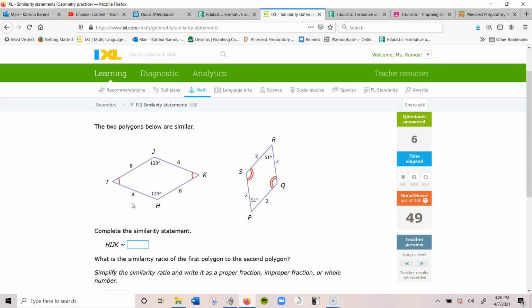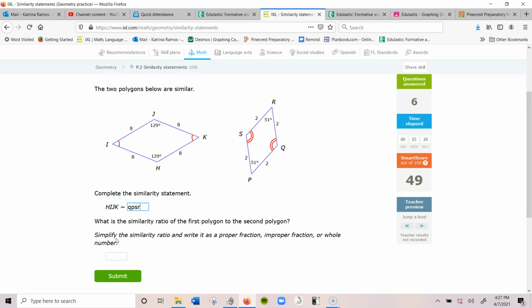Let's try this last one here. We have HIJK. So starting with the 129 degrees and then working our way around. Either S or Q are 129 degrees, so we can start with whichever one. Let's say I start with Q. Then it would be QPSR. But then here it also tells us what is the similarity ratio. And that's where we take the corresponding sides and divide. 8 divided by 2 is 4.